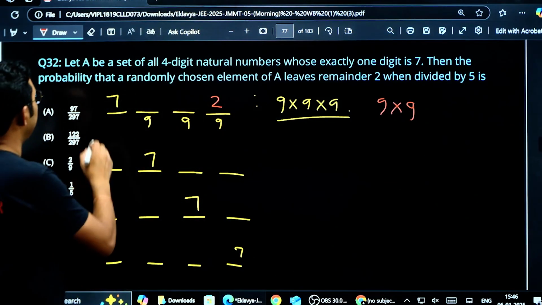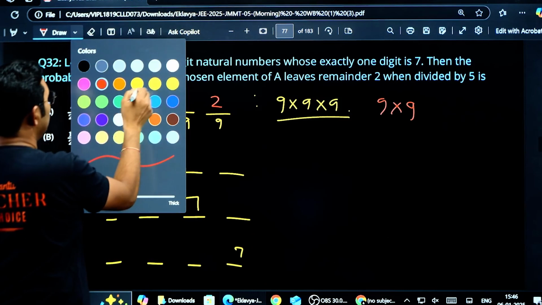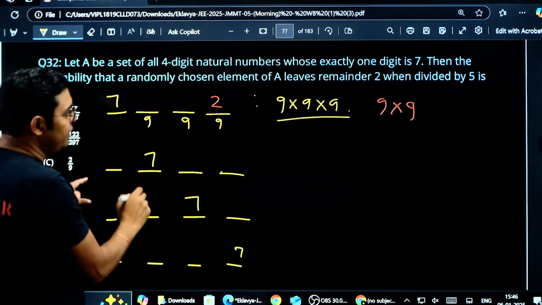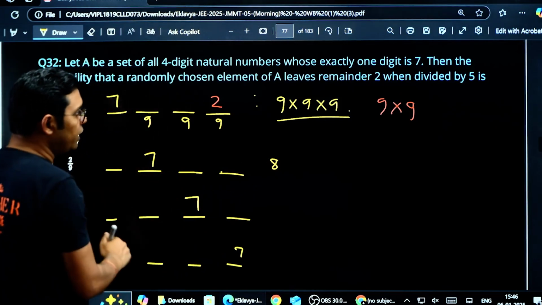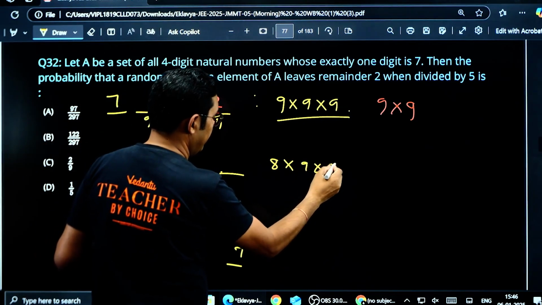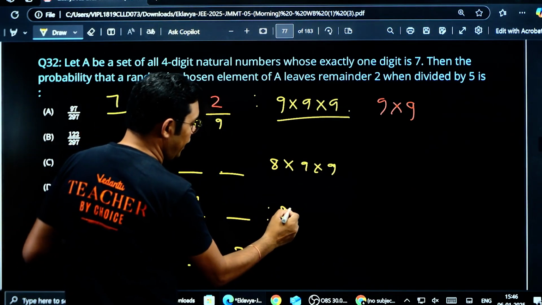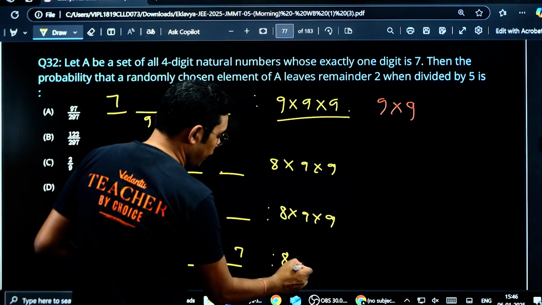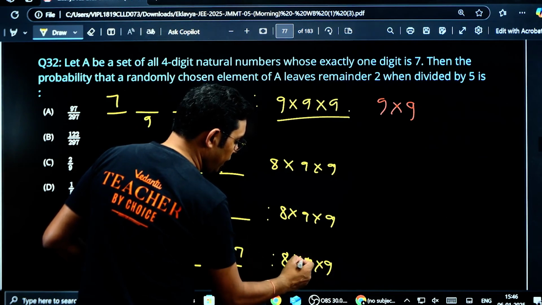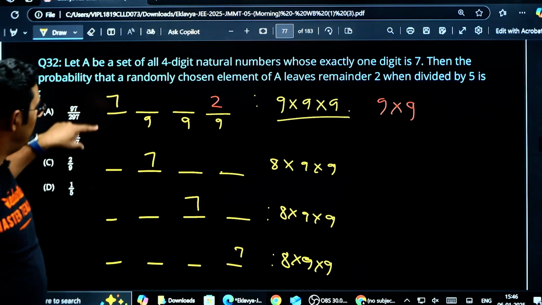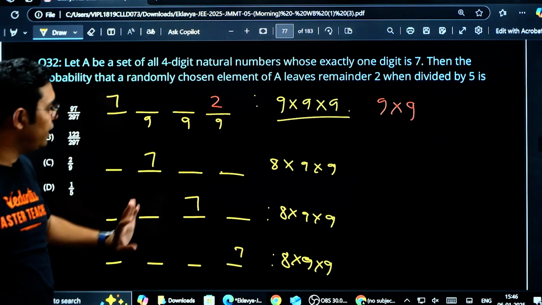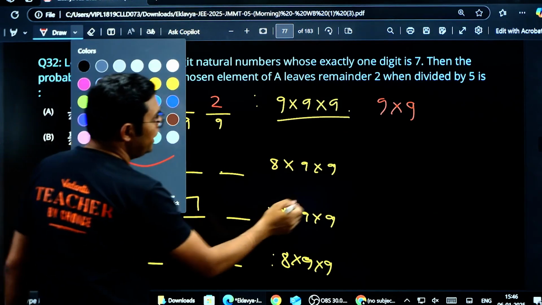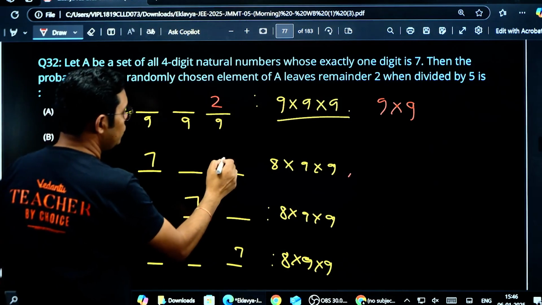Okay, now coming to this case. First let us count all the cases. At the first place we cannot have 0, and 7 also we cannot have. So 8 into 9 into 9. In fact, for this one also you can check, it will be 8 into 9 into 9, same logic. Here too it will be 8 into 9 into 9, because in the first place you have only 8 options, and for the other 2 places 9, 9. Now let us talk about the different color one, that is this one. So here in this case, suppose you put 2 here.